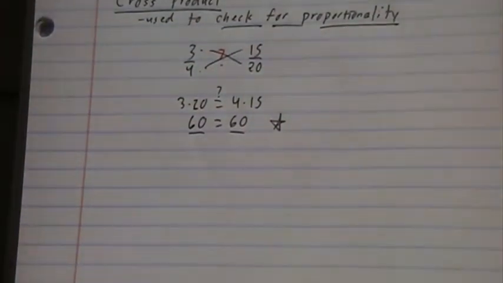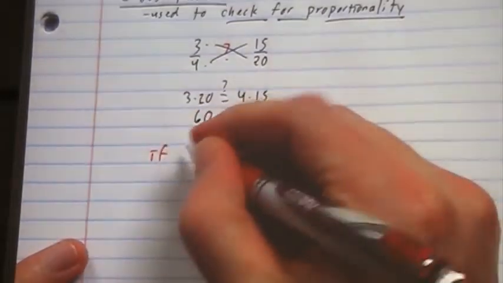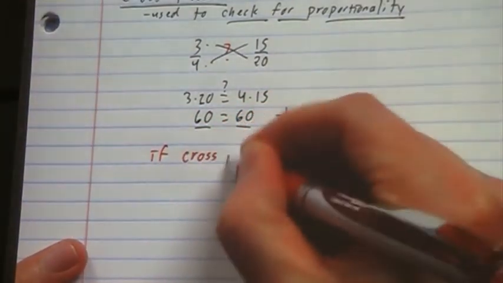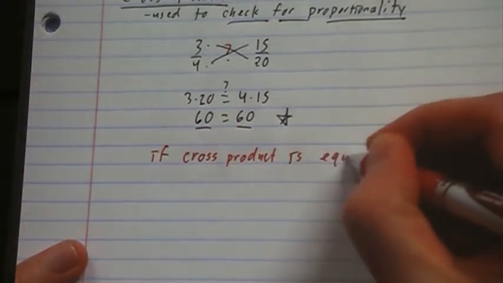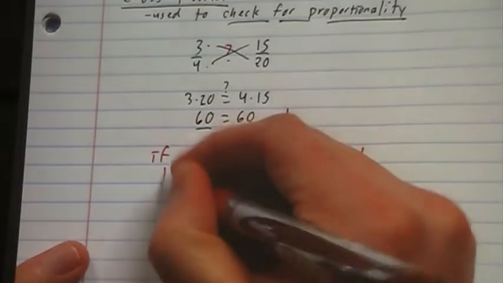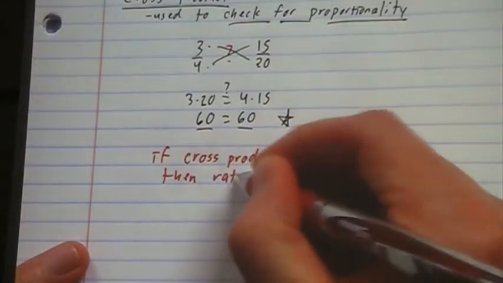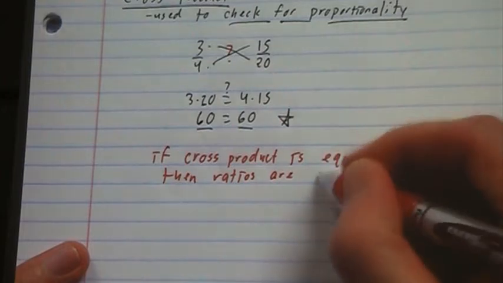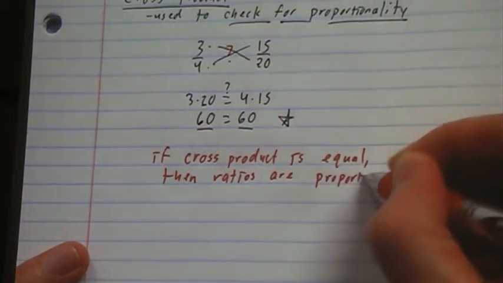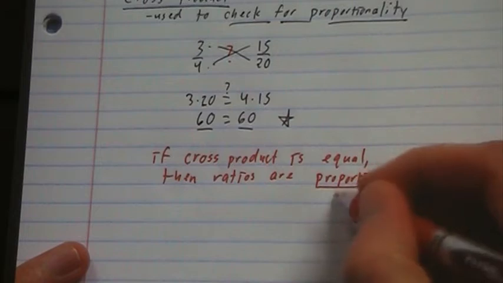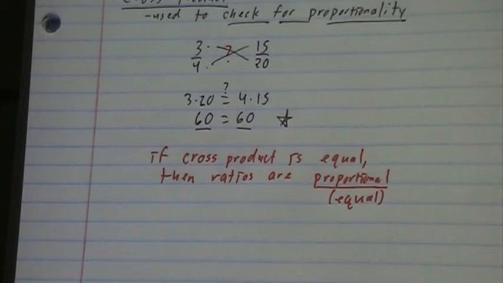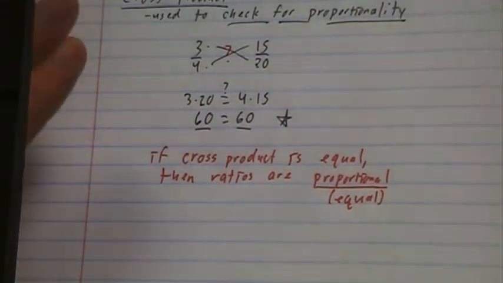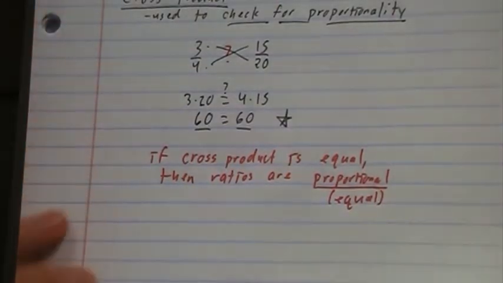Okay? So the key deal is if your cross product is equal, then your ratios are proportional or equal. Okay, so that's the review piece. You are going to be using that for the math.